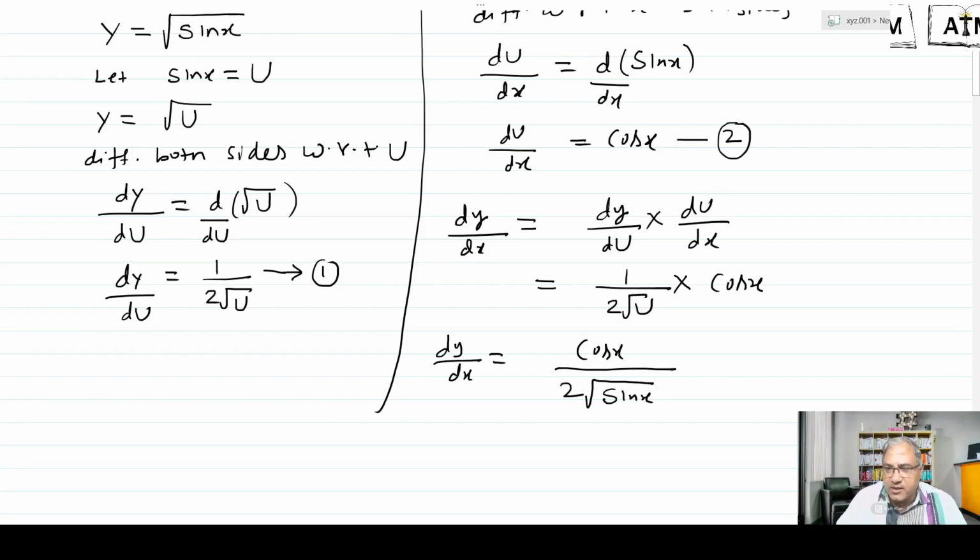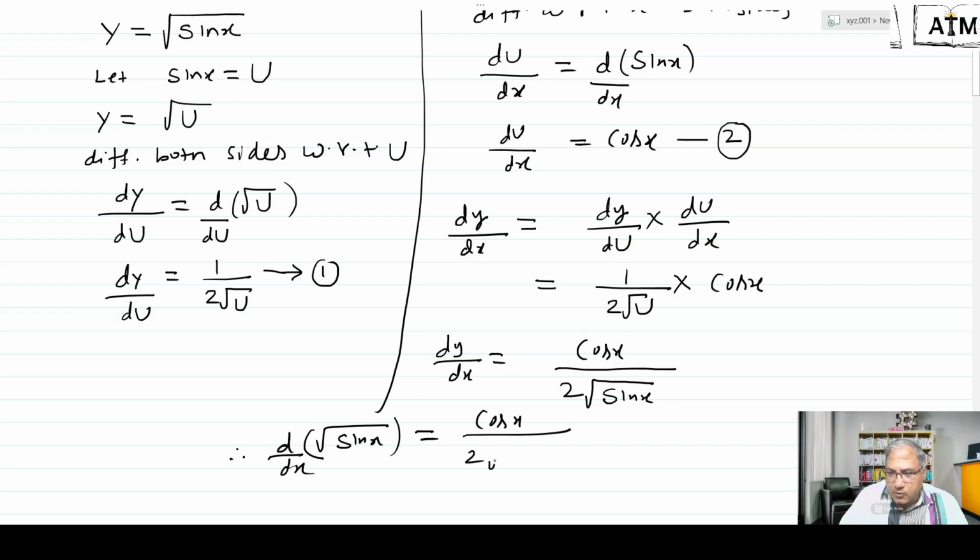You have to put back the value of u. If you keep u as it is, then it is not allowed. At the end, what is u? u equals sin x. You have to put it back here. So dy by dx equals cos x upon 2 root sin x. How to write that? Therefore, the differentiation of root sin x with respect to x equals cos x upon 2 root sin x. This is the answer.